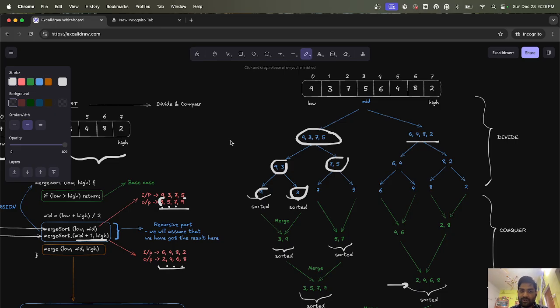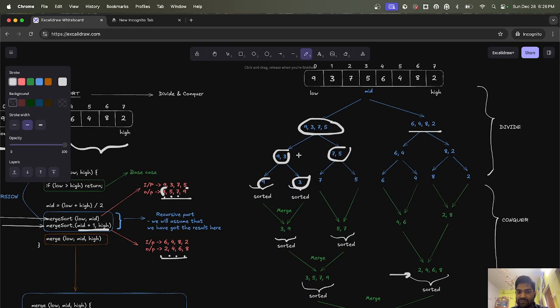Now, if you think about it, for thinking about a base case, what we can do is consider a very small data. Let's say I have just two elements, which are 9 and 3. So where will the left be? Left will be at the 0th index. Where will the high be? The high will be at the 1st index. So here L is at the 0th.